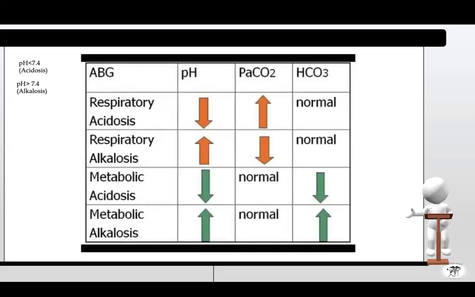So if we start looking at, okay, what can we do in terms of a summary? Well, respiratory acidosis, we're going to have low pH, high CO2, but normal bicarb. Respiratory alkalosis, we're going to have high pH, low CO2, but normal bicarb. Metabolic acidosis, low pH, normal CO2, lower than normal bicarb. Metabolic alkalosis, high pH, normal CO2, higher than normal bicarb.